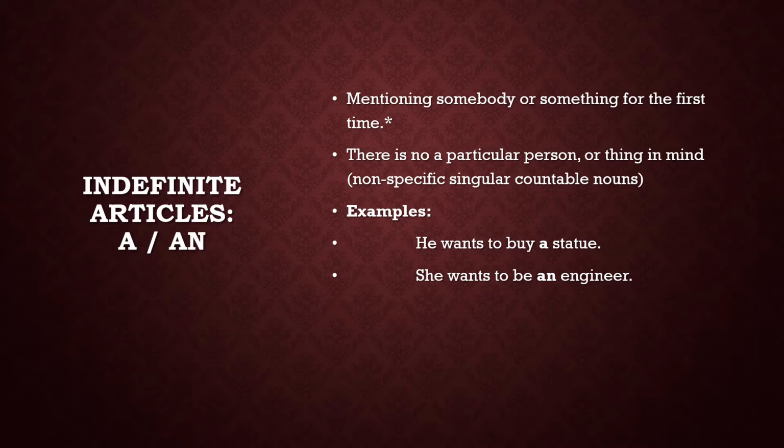As examples we have, he wants to buy a statue. We don't know what specific statue. And she wants to be an engineer. So in this case, it's general, right? It's the general career, but we are not specifying in which way. So when it is singular and not specific, we are going to use the indefinite articles a or an. When you mention something the second time, so it becomes definite, we have to change the article for the one that is coming in the next slide.